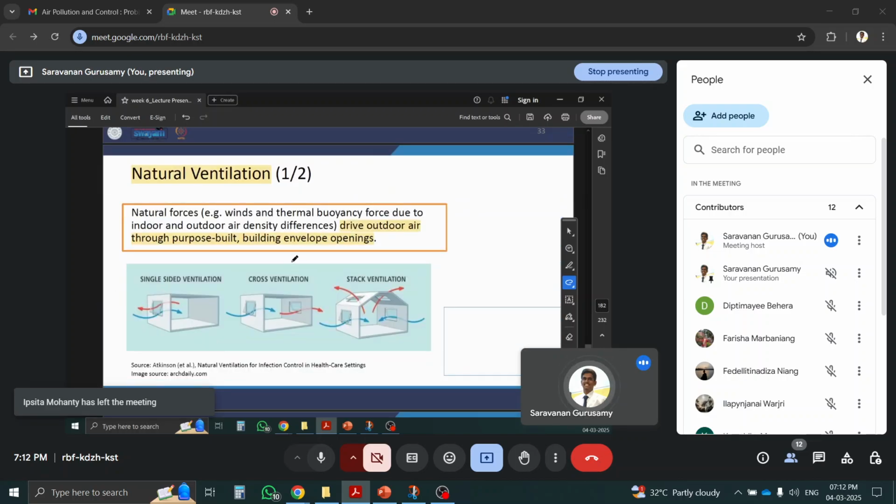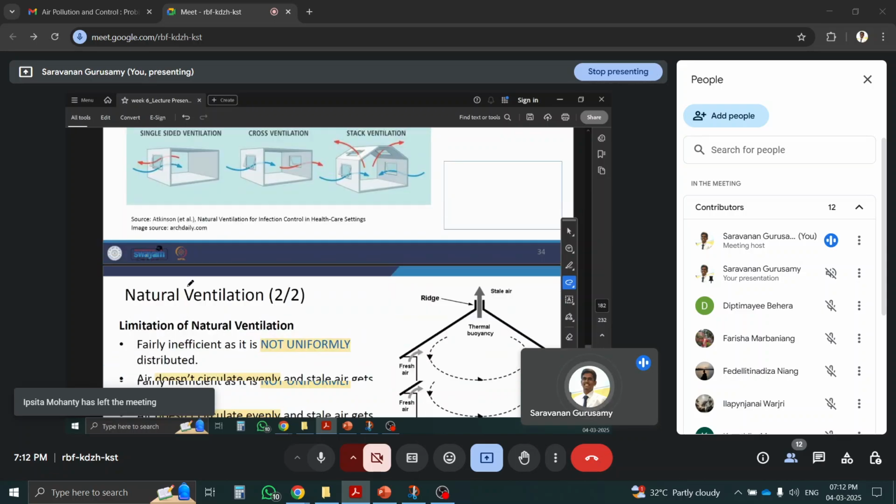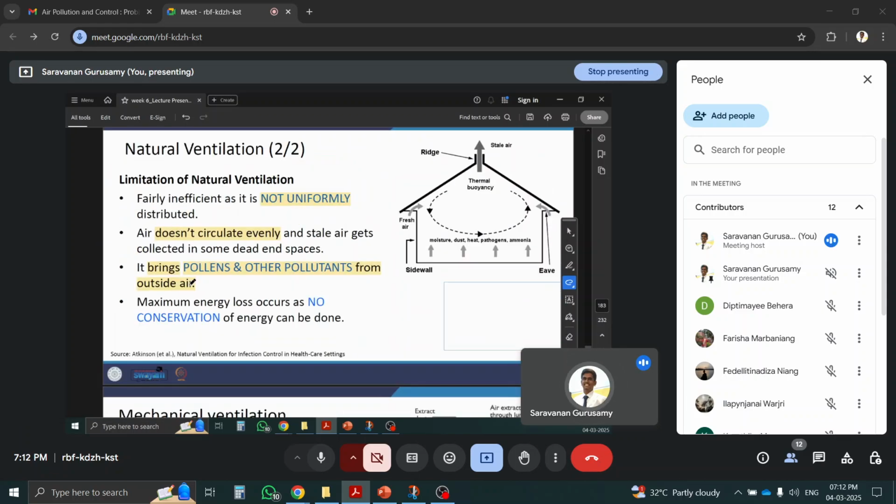Natural ventilation you keep through windows, and the limitation is that it's not always uniform, because mechanical ventilation will be uniform, but natural ventilation may come sometimes and may not come. And if there is an outdoor air pollutant, that will also come into the indoors, so pollens and other pollutants may also enter indoors.